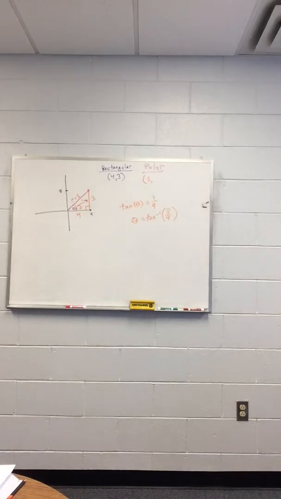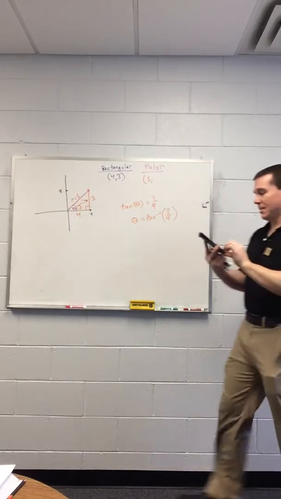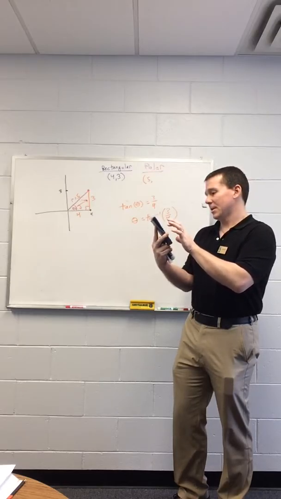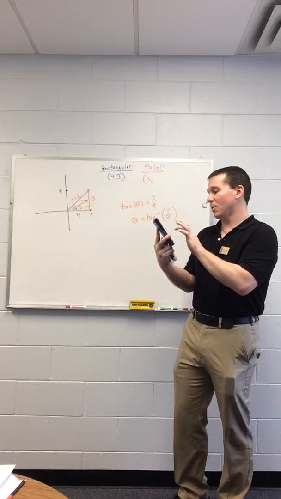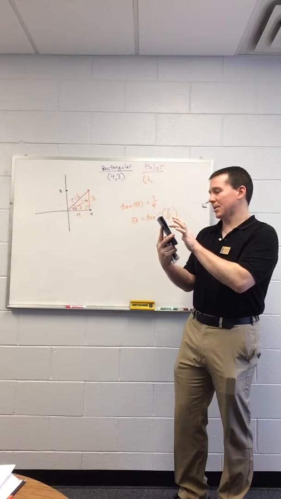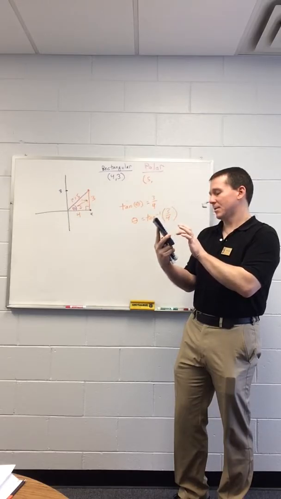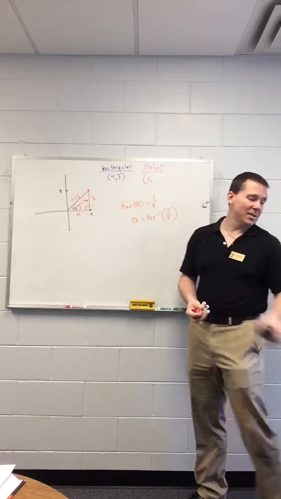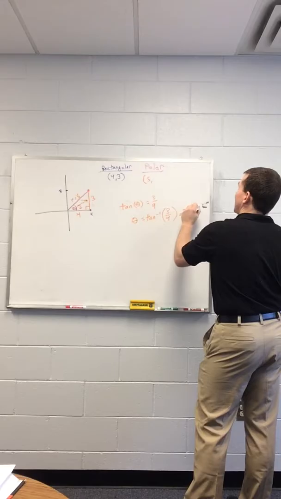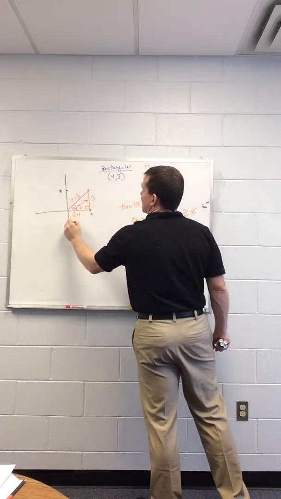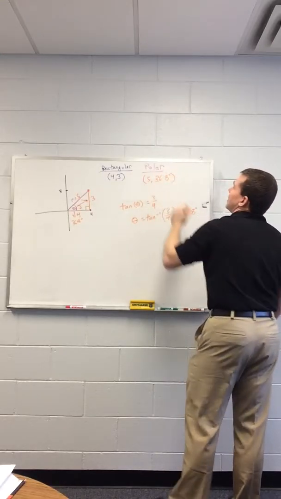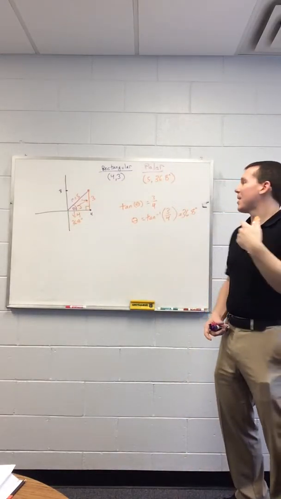Let me just grab a calculator. Let's see. We get tan inverse of 3 divided by 4. And I'm going to change to degrees for this. And you get 36.8 degrees. So this angle is 36.8 degrees, and now we have our polar point.